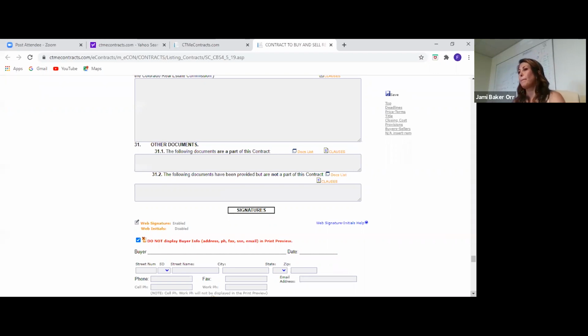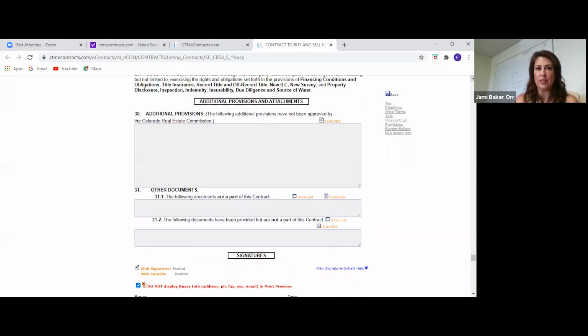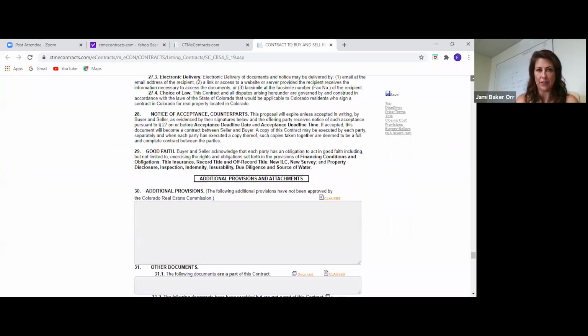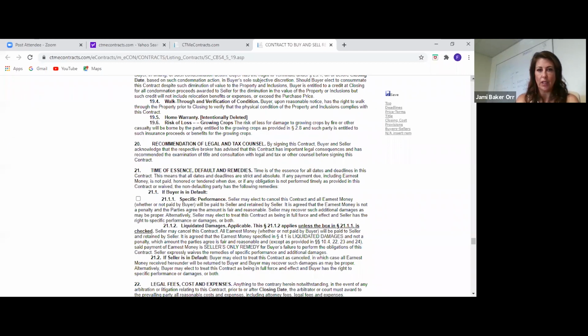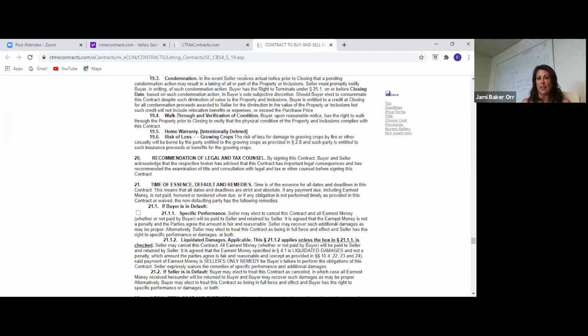Go ahead, Lorraine. Can you go into detail the specific performance box, 21.1 seller? So specific performance means that, one in my lifetime that I did with the elite team. And it says the seller may elect to cancel the contract and all earnest money, whether or not paid by buyer, will be paid to the seller. So if they terminate, it gets directly to the seller. And then it says, and retained by the seller. It is agreed that the earnest money is not a penalty and the parties agree the amount is fair and reasonable. Seller may recover such additional damages as may be proper.